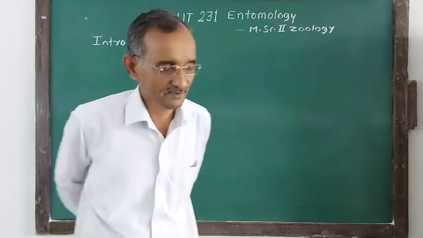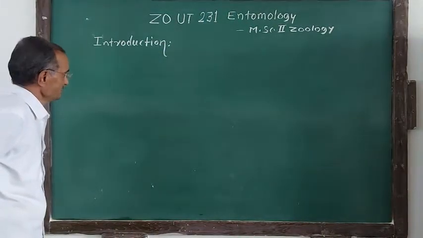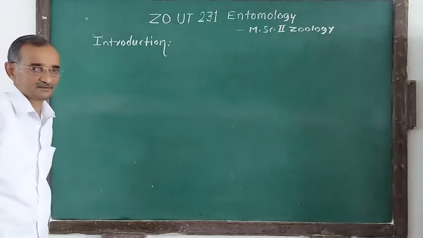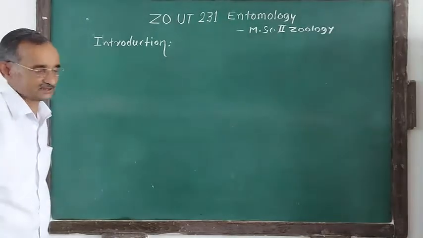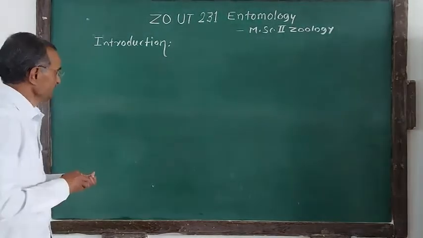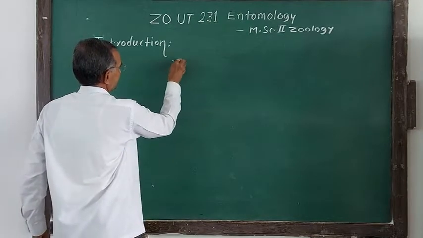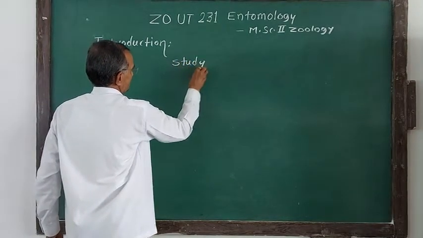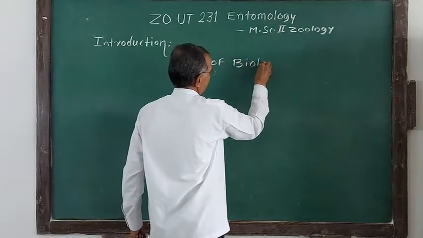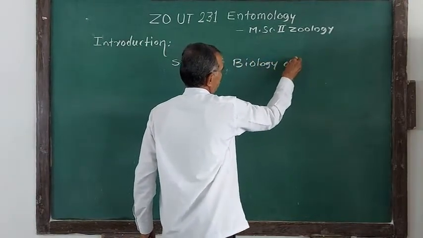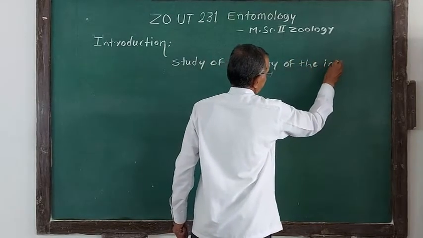What is that introductory part? What is this science? Entomology: entomos means insect and ology means science. So if we define entomology, the study of entomology is therefore the study of the biology of the insect.